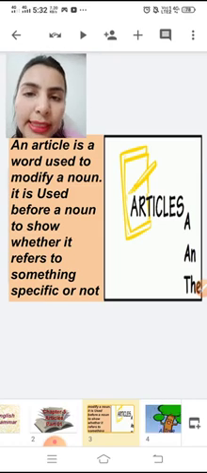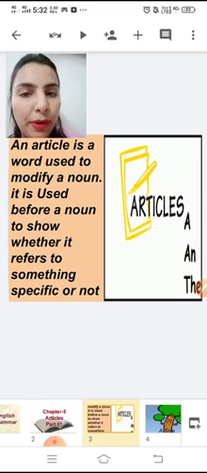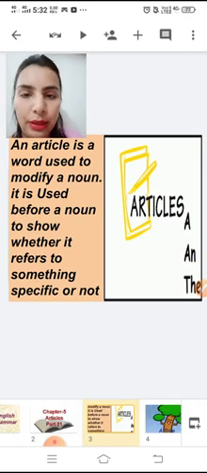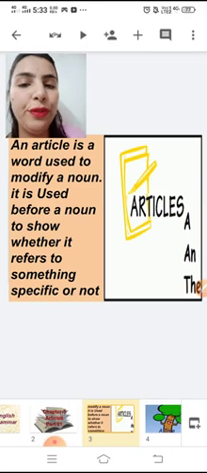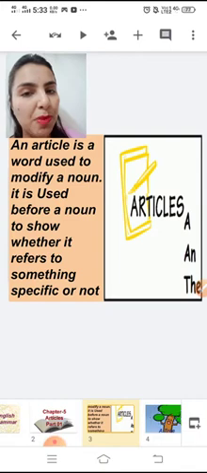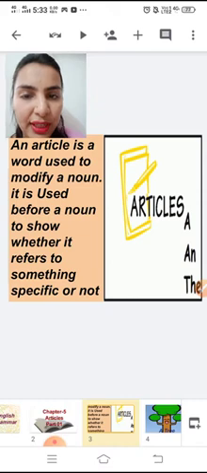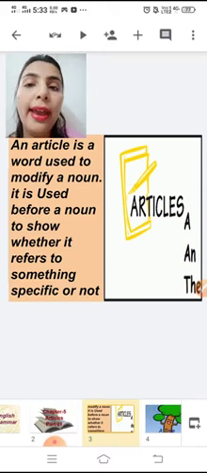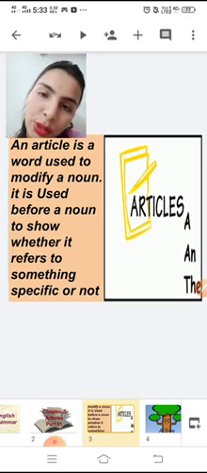What does it mean? It means that we use articles to modify a noun. That means to modify a name of a person, place, thing, or animal. We always use articles before the noun to modify it. Okay, to make it modified. It is used before a noun to show whether it refers to something specific or not. That means if we want to show something specifically, we have to use articles, or if it is not specific, then again we use articles.